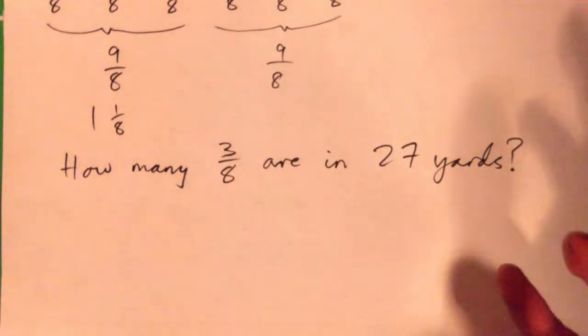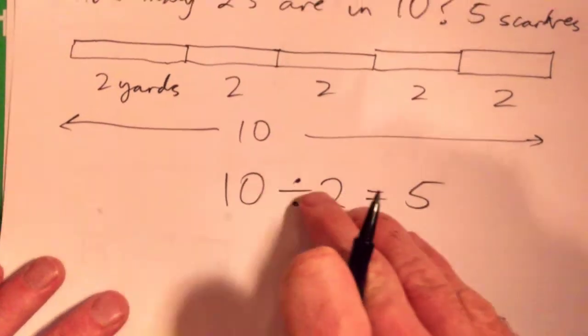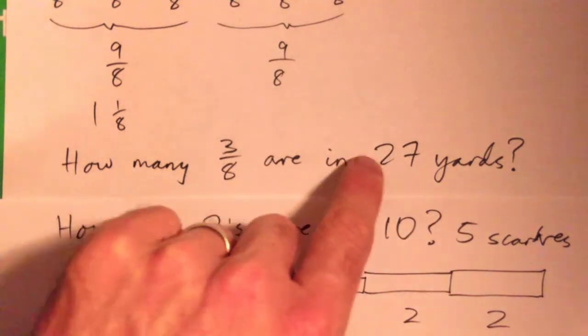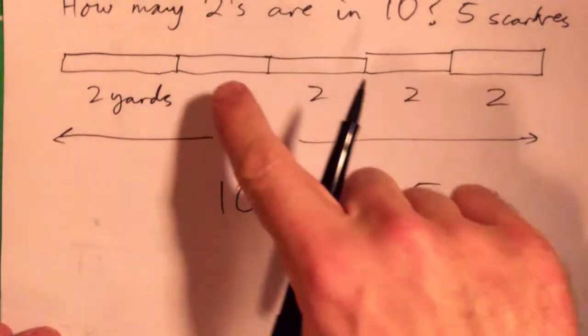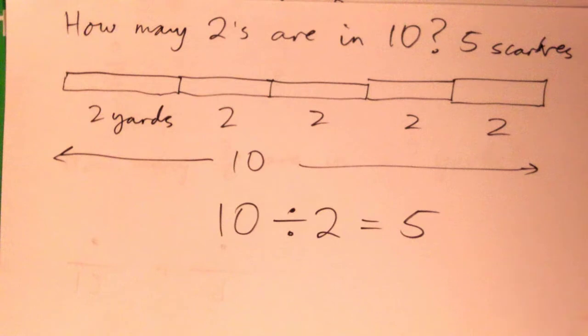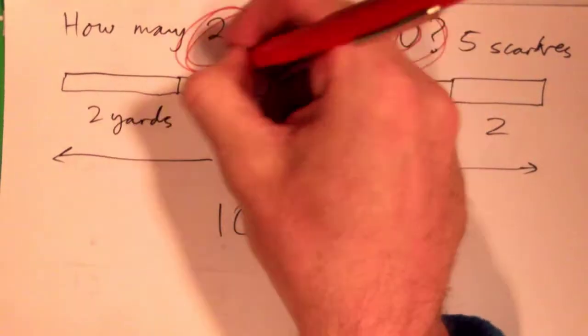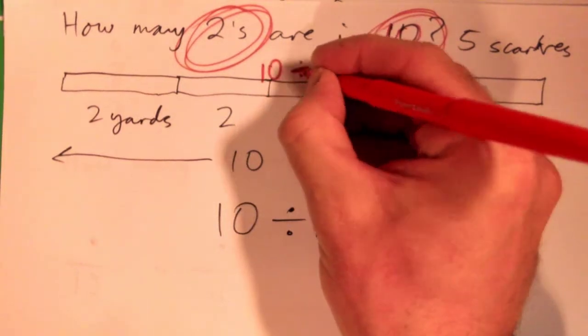So what division should we do? When it was how many 2s in 10? We went 10 divided by 2. Remember when it was how many 2s are in 10? We went 10 divided by 2. So when I say how many 3/8 are in 27, what should I do? So when it was 2s and 10, what was divided by what? Which number was divided by which number? Right. This number here was divided by this number here, wasn't it? It was 10 divided by 2. Are we clear on that?